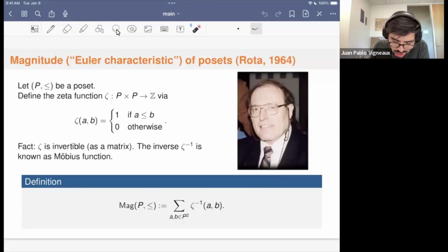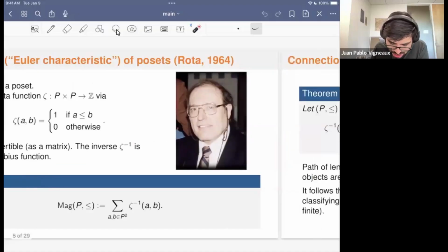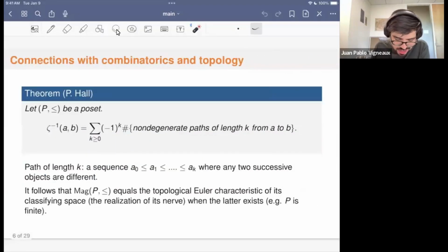Now, in fact, this is called Euler characteristic in Rota's work, and the reason is the following. There is a theorem that he attributed to Philip Hall: if you have a poset, then when you look at this inverse matrix, the component AB of the inverse matrix corresponds to an alternating sum of the number of non-degenerate paths of length k that go from A to B.